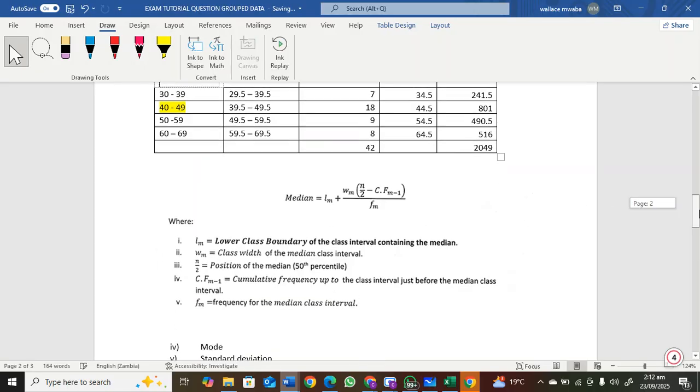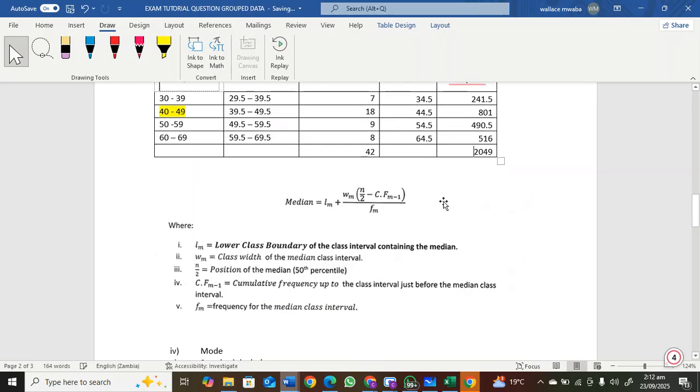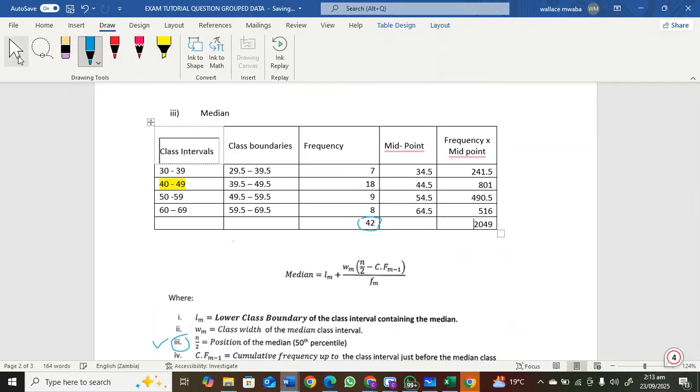Okay, so we can see our formula for our median here. The first thing, whenever you're calculating the median, is to find the position of the median class. This is the first thing you do. As you can see, the position of the median class is n divided by 2. N is the total frequency, so we need to divide it by 2.